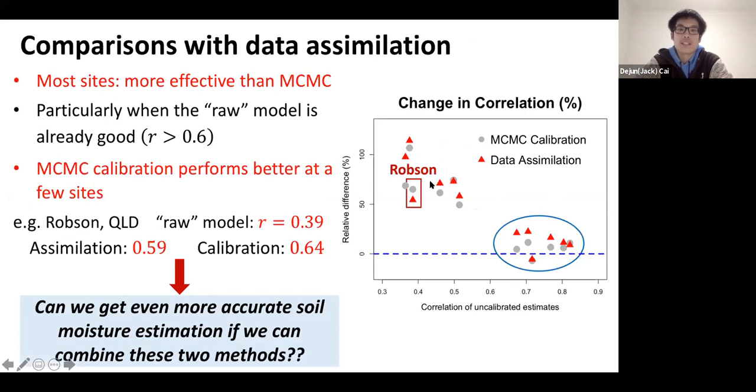For Robson in Queensland, the data assimilation improves the correlation from 0.39 to 0.59, while the MCMC calibration gives a slightly higher correlation of 0.64. We can see that these two methods show more or less advantage in different cases, but both of them can improve the model. So we may have the following question: can we get an even more accurate soil moisture estimation if we can combine these two methods?